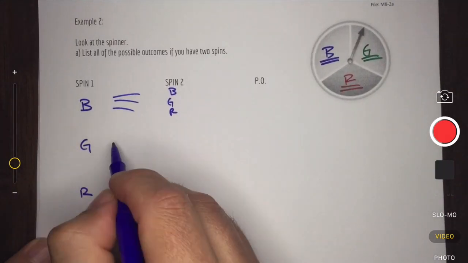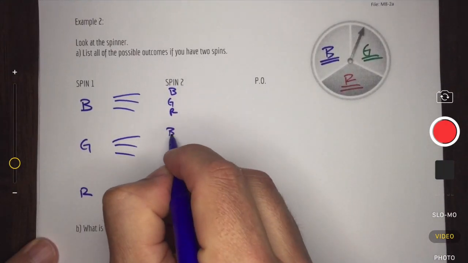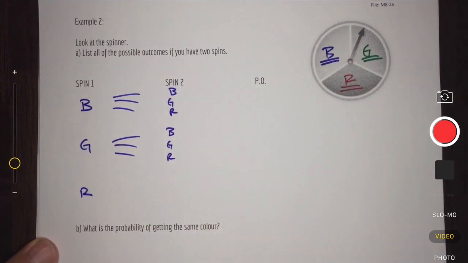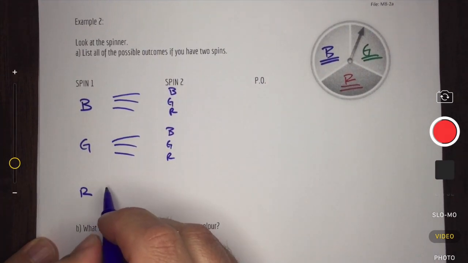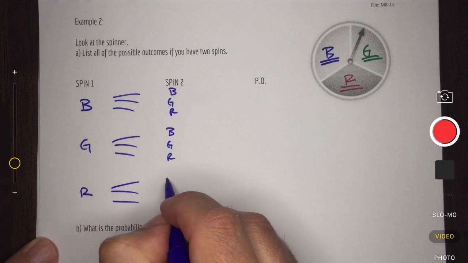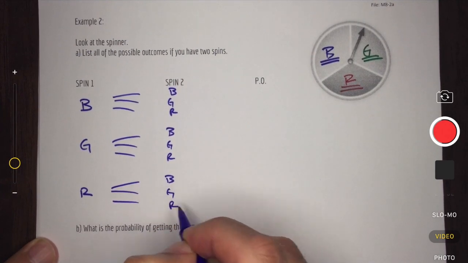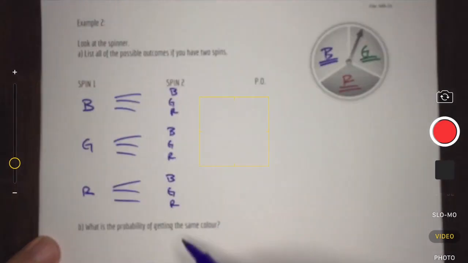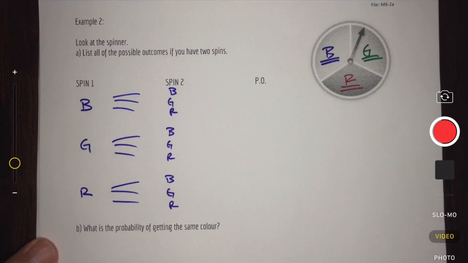If I landed on green the first time, I can land on blue, green, or red for my second spin. And if I landed on red the first time, I can again land on blue, green, and red. Now I've chosen just to put everything in the exact same order. That just works for me. You can change that around, but if you'd like to stay nice and neat and organized, that's probably a good suggestion.